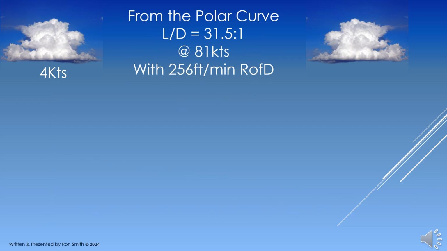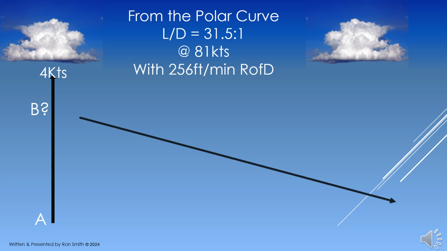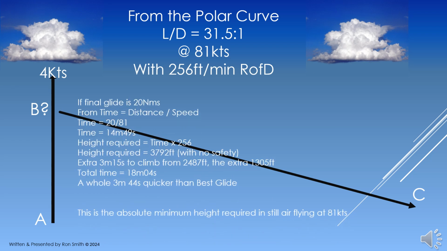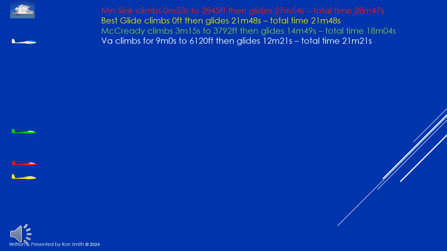McCready states that for a 4-knot thermal, we need to climb an extra 1,305 feet and glide at 81 knots. In doing so, we beat best glide by 3 minutes and 44 seconds. Here is an animation of climb and final glide. The time scale is 60:1, and overall there is 10 minutes and 43 seconds between the slowest and fastest gliders from A to B to C.